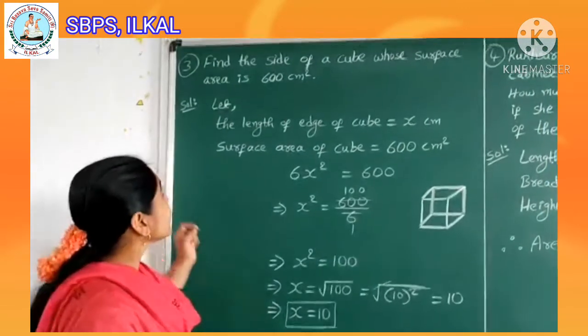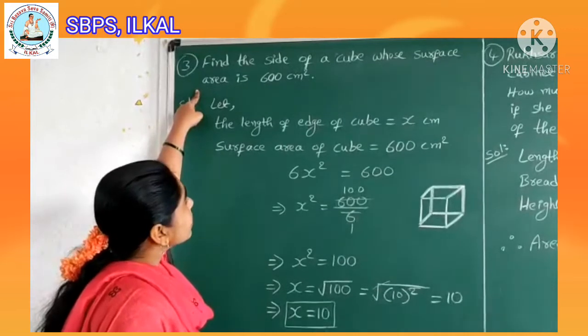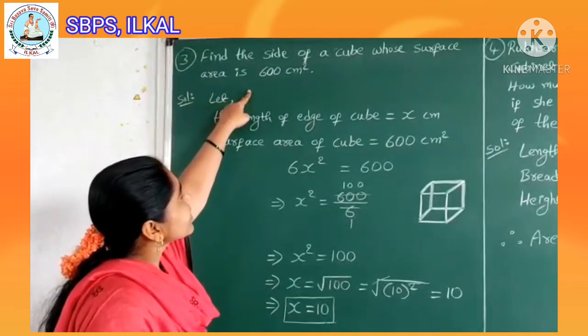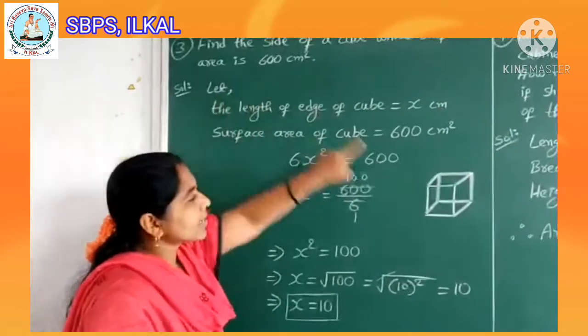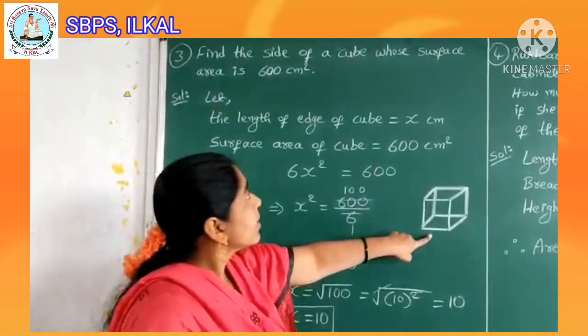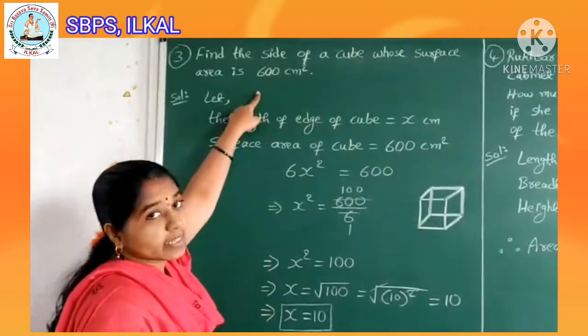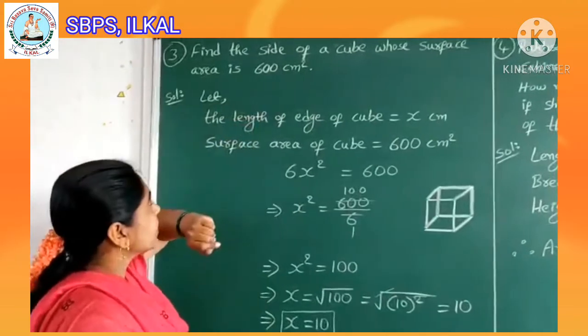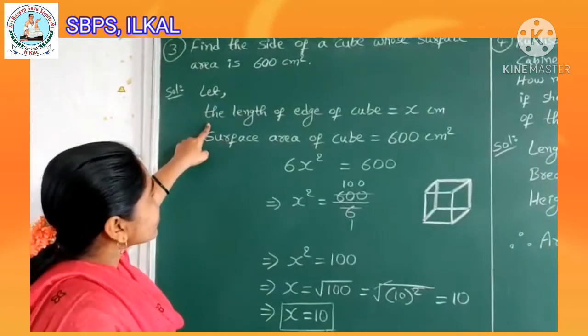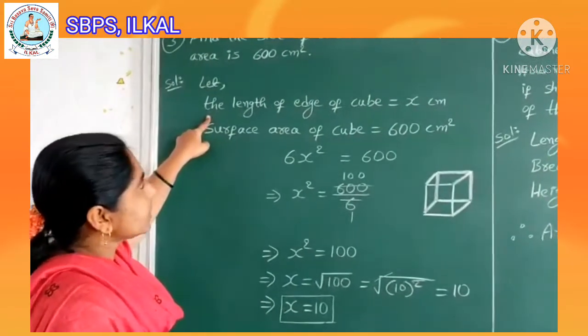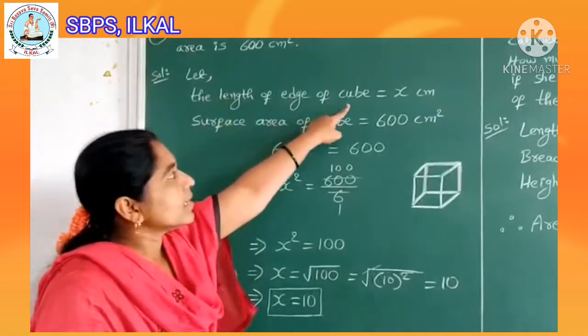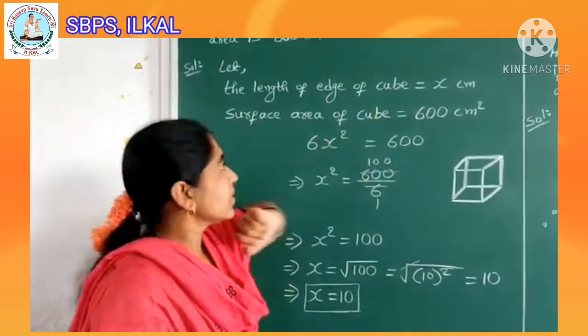Next question, children. Find the side of a cube whose surface area is 600 square centimeter. Here side of a cube we have to find, children. They gave total surface area, that is 600 square centimeter. Let the length of edge of cube be x centimeter. Let us consider each side of a cube is equal to x centimeter.